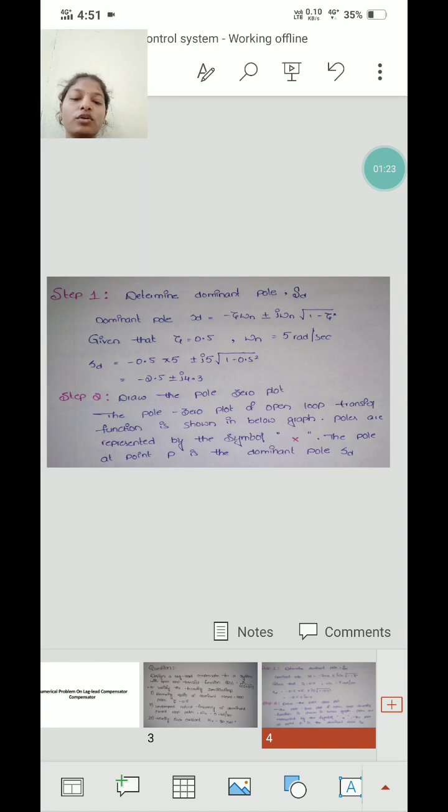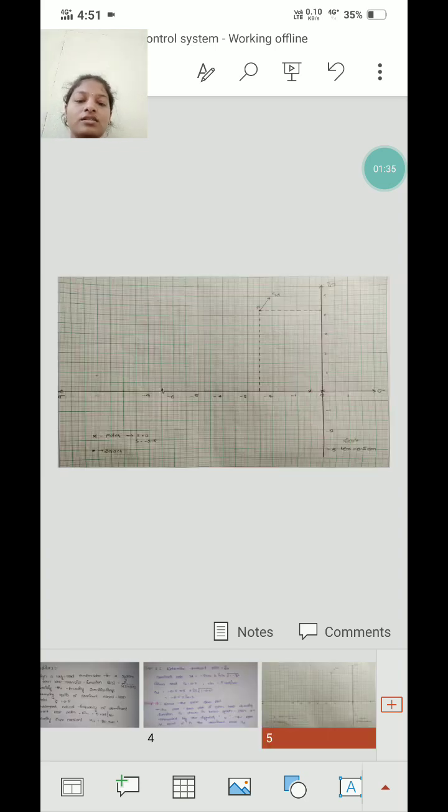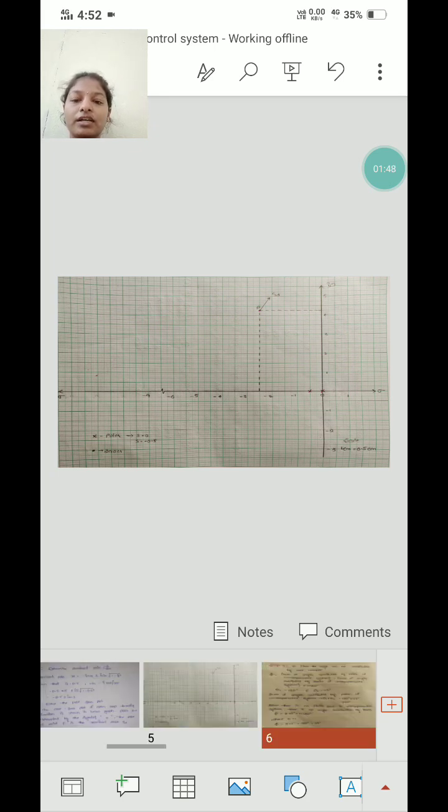The pole zero plot of the open loop transfer function is shown below in the graph. Poles are indicated by the symbol x and the point P is the dominant pole. Here the graph indicates the origin and minus 0.5 are the poles, and P indicates the dominant pole.